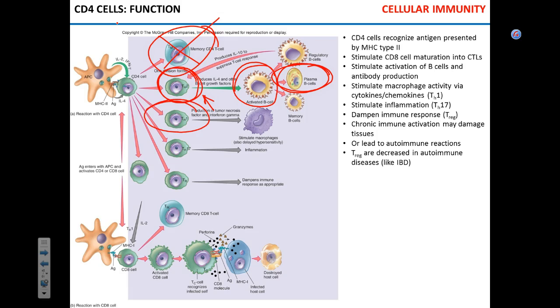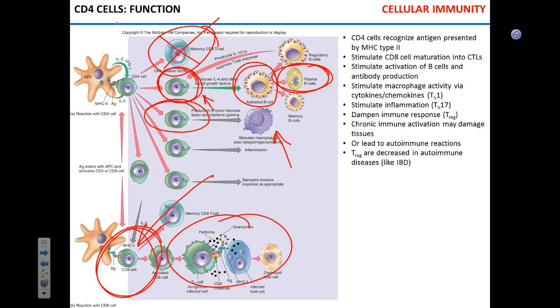Another type of helper cell will recognize the antigen presented on class 2 MHC on macrophages, and it will activate macrophages and direct them against that particular antigen. On top of that, some of those helper cells will participate in the activation of CD8 cells, of cytotoxic lymphocytes. Does that make sense? And will help to activate them so they can kill other cells.